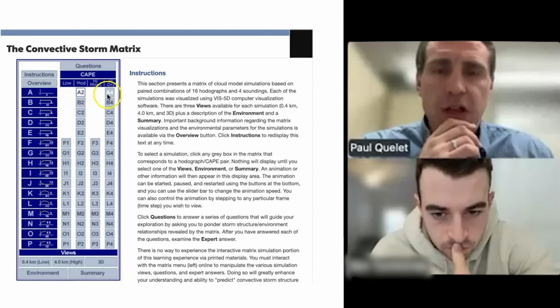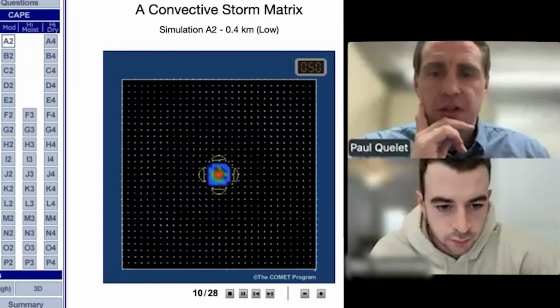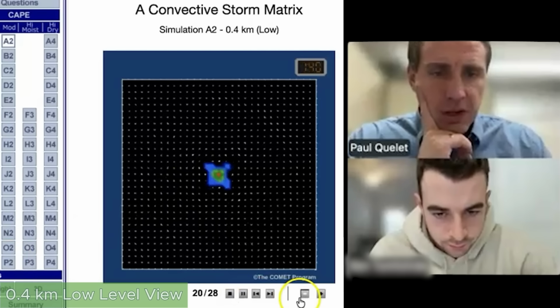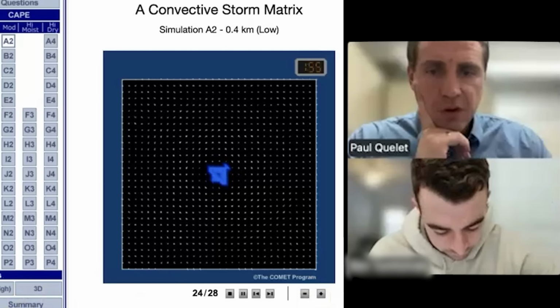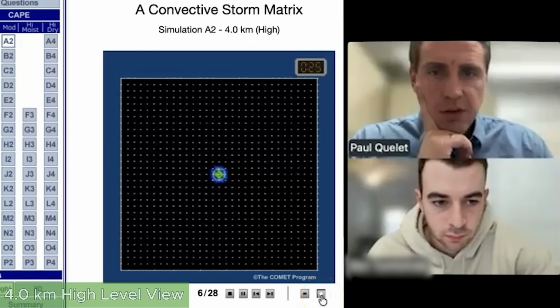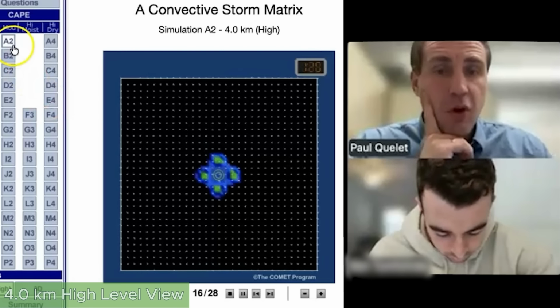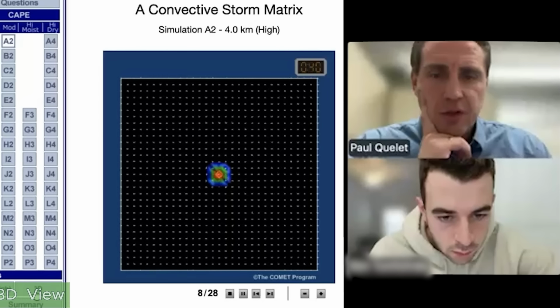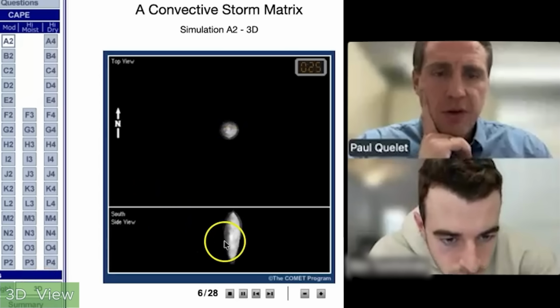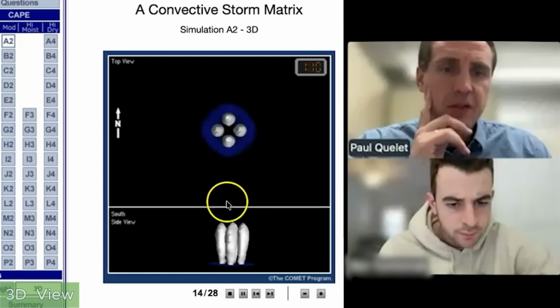So let's look at A2 and A4. So this is the low level view. I think this is basically ordinary cells. Okay? Let's look at 4 kilometers. Okay? So this is moderate CAPE, no wind shear, and no hodograph. Let's look at this three-dimensionally. So we're going to look at the top view and then the south side view. Yeah, so you can kind of see this.